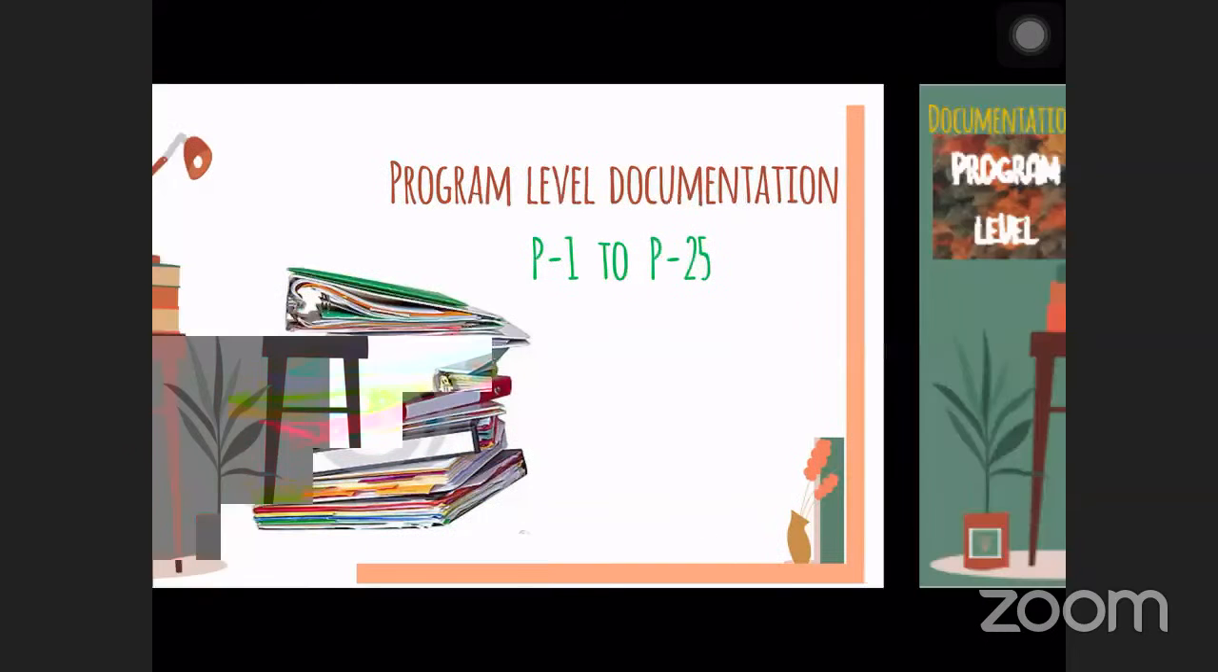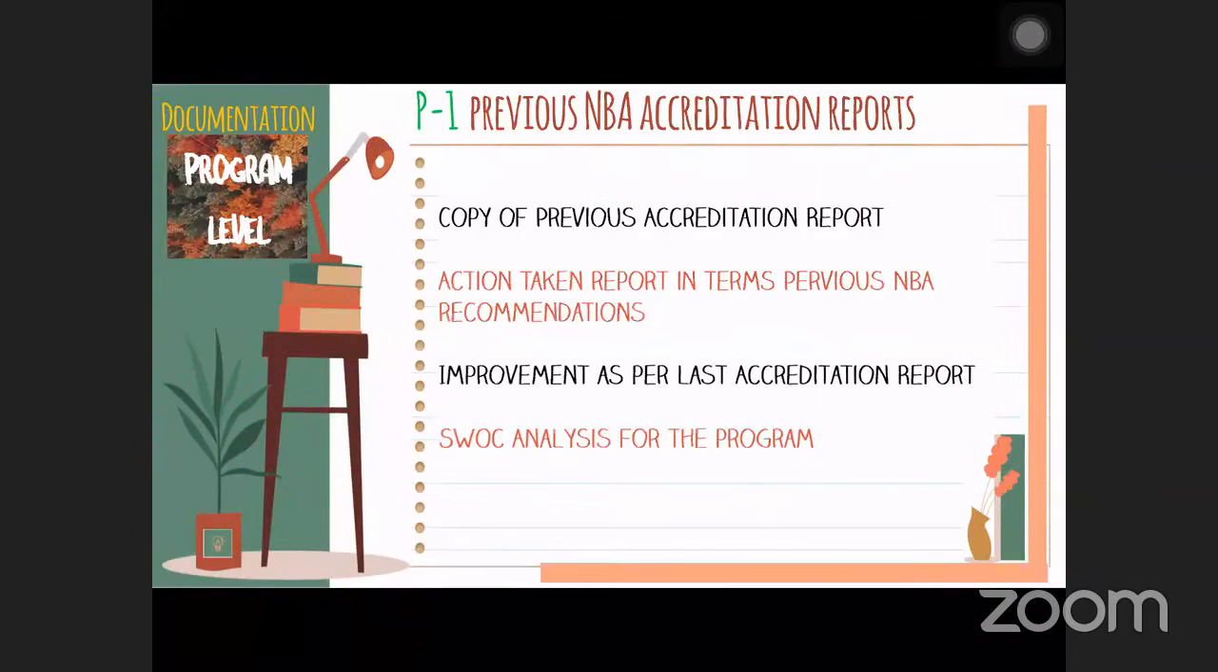So I will begin this with the program level documentation, file number 1, P1. Since it is a program level, the letter used is P, and the file number is 1. So file P1 is program level documentation, file number 1. What should it contain? It should contain previous NBA accreditation reports.